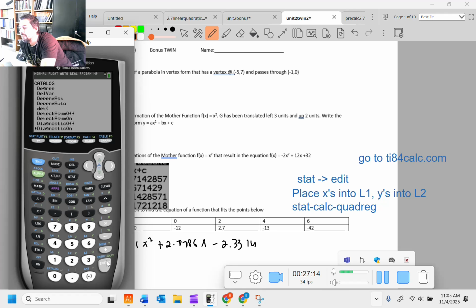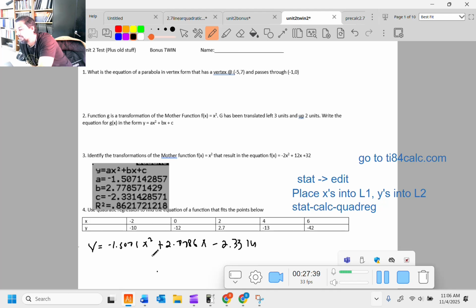Anyways, diagnostic on. So what you got to press? Press enter. There you go. Now, whenever you do this, quad reg, it's going to be there. And you should do this first, by the way. That's how you pull up that value. And it's not an R value, it's an R squared value. It says R squared is about 0.8622.